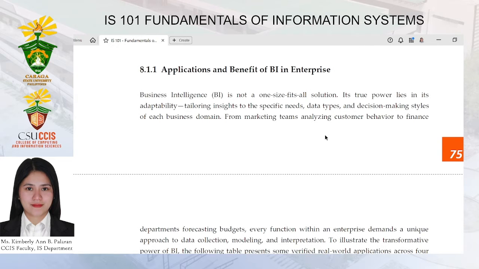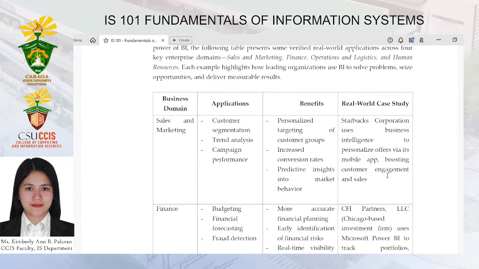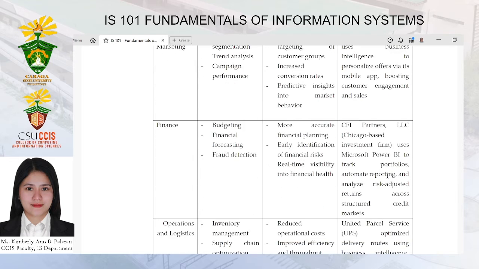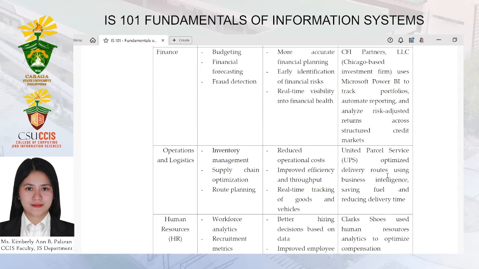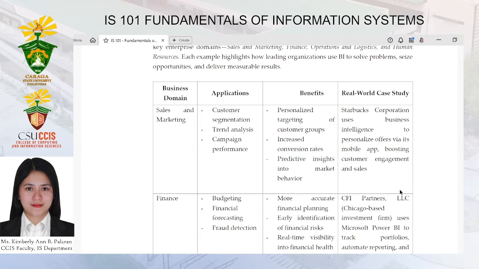So now, let's learn about the applications and benefits of business intelligence in the enterprise. Let's take a look at this table which illustrates the transformative power of business intelligence. Here we have these four key enterprise domains: sales and marketing, finance, operations and logistics, and human resources. Talking about sales and marketing, here are some of the benefits.